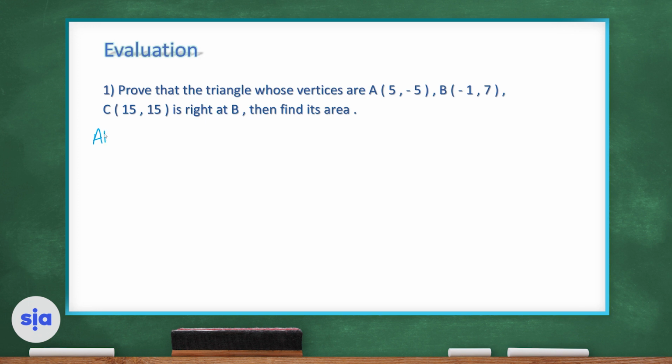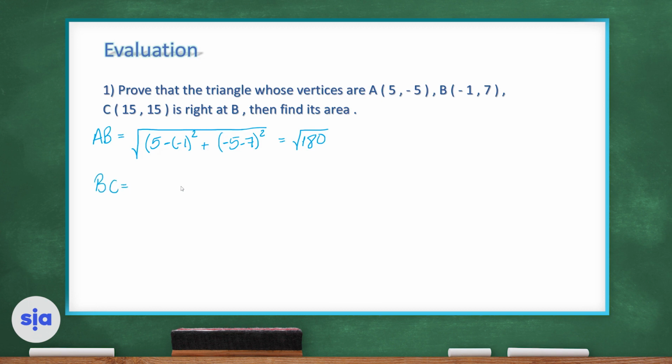AB equals square root of 5 minus negative 1 all squared plus negative 5 minus 7 all squared. And it will be equal to square root of 180.